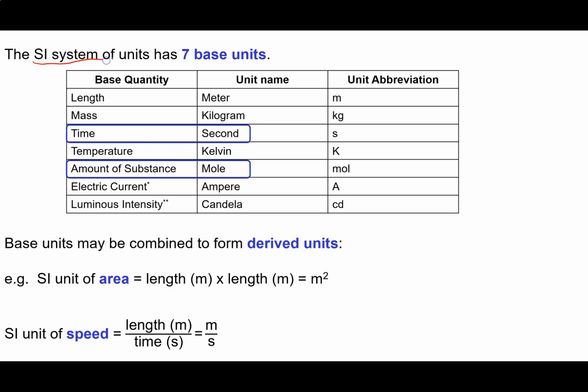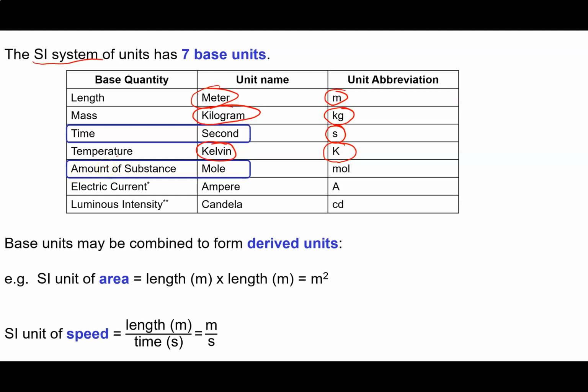So the International System of Units has 7 base units. For length, the base unit is the meter, and it has the abbreviation lowercase m. For mass, the base unit is the kilogram, and that has the unit abbreviation lowercase kg. For time, the base unit is the second, and it has the unit abbreviation lowercase s. For temperature, the base unit is Kelvin. Because it's named after a person, it has unit abbreviation uppercase K.